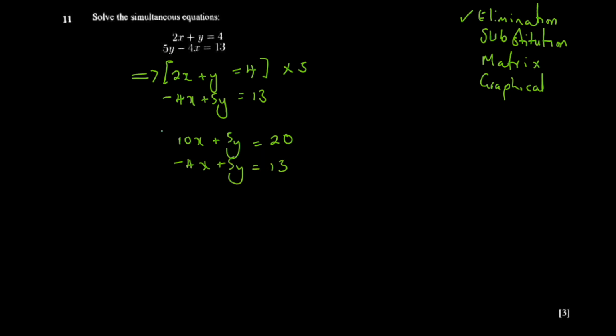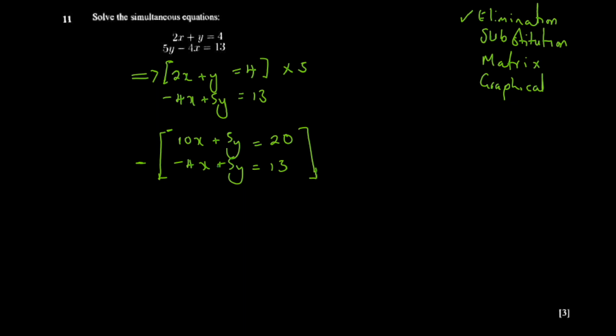Now, how can we get rid of y here? You have 5y and you have 5y. If you want to get rid of them, you have to subtract. If the y's have the same sign, whether negative or positive, you have to subtract. What if the signs are different? If they are different, then you have to add.